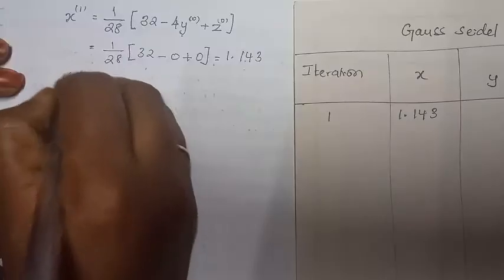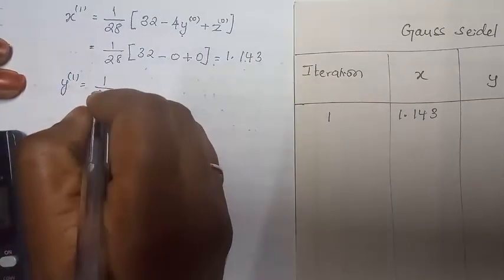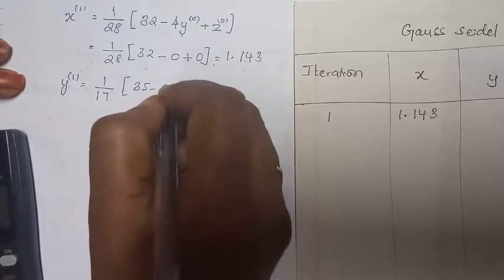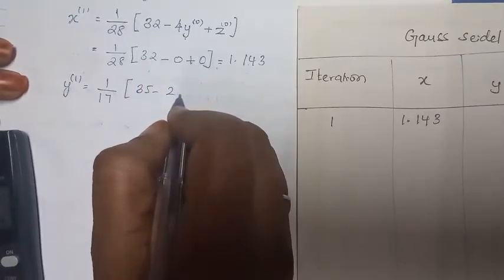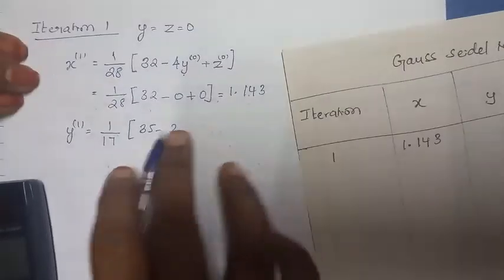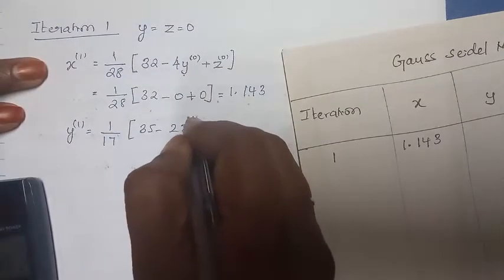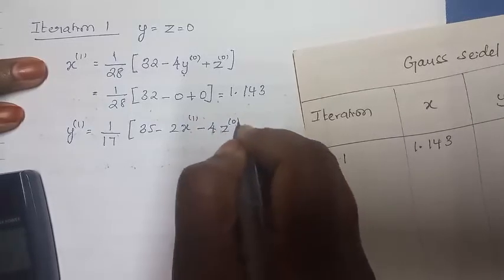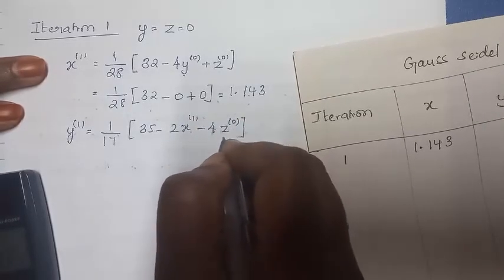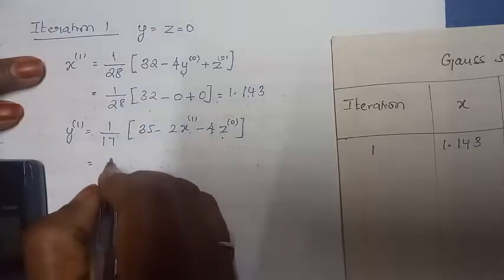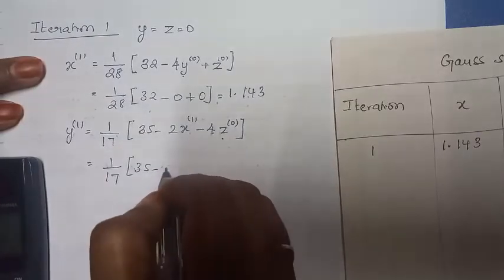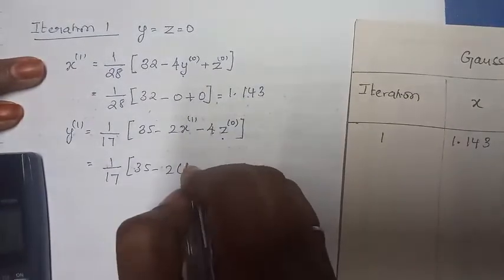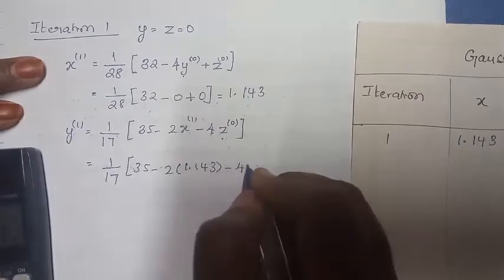Then the y value. The equation is 1 by 17 into (35 minus 2 times the x value minus 4 times z). The x value is the recent value that we have obtained here, from iteration 1. Z is the same, 0, since we have not obtained a recent value of z. Substitute the values: 1 by 17 into (35 minus 2 into the recent x value 1.143 minus 4 into the z value 0).